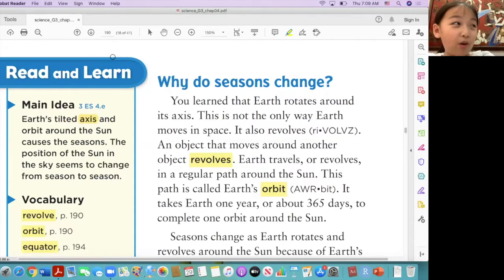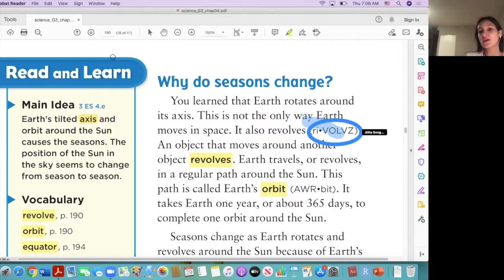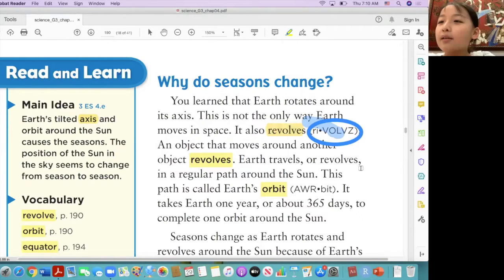Yeah. And I have a question while you read. Why do you not read this? Well, that is just helping you spell. It shows you how to pronounce this word. Like, do I really need to read it if I know this word? Also, revolve.